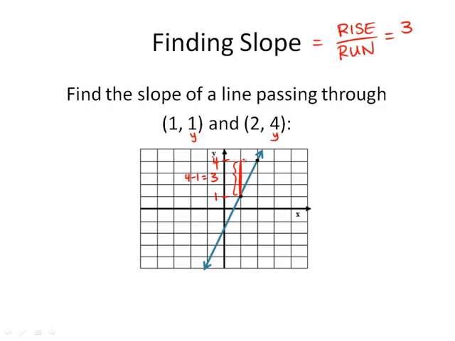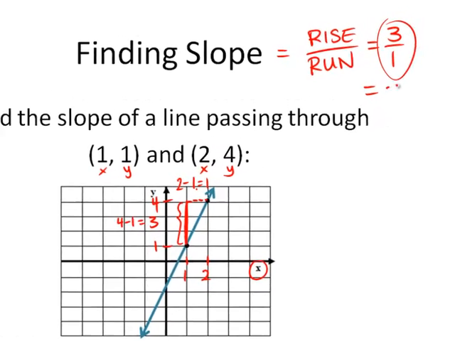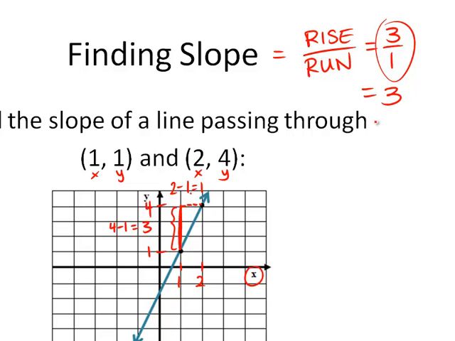Now to go over, you'd be looking at the x values, which are in our case 1 and 2. So to get from 1 to 2, you're stepping 1 unit, so the run is actually 1 unit. And it can be found by looking at the difference between the x values, which is 2 minus 1, giving us 1. So in this case, this ratio simplifies to 3. So our slope is 3.